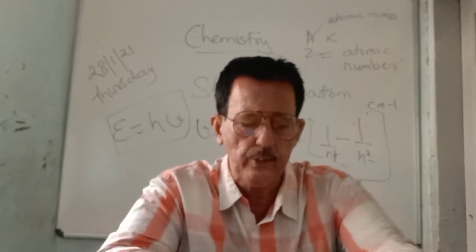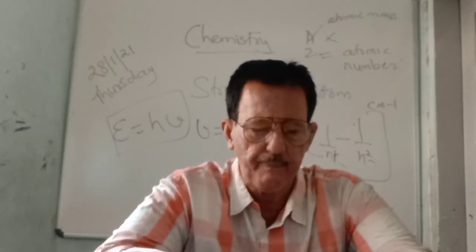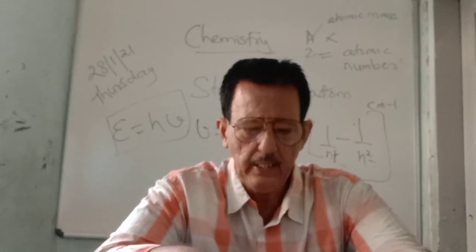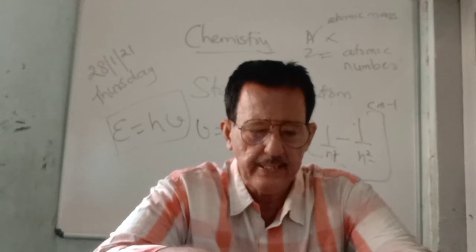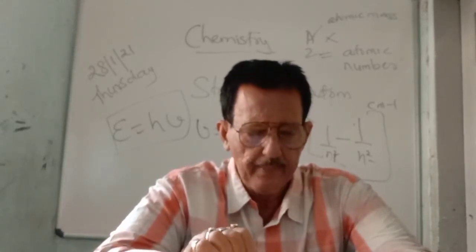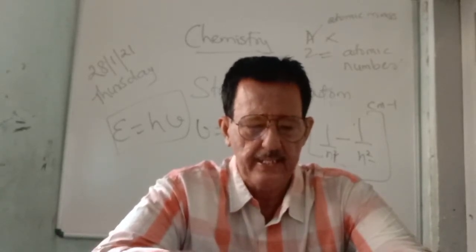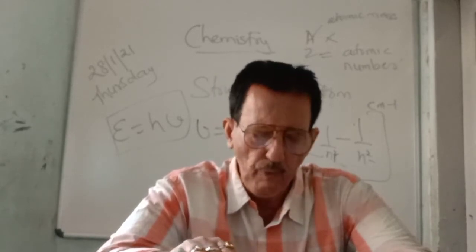Therefore, according to the de Broglie equation, lambda is equal to h upon p, which is equal to h upon mv. According to the Heisenberg uncertainty principle, delta x into delta px is greater than or equal to h upon 4 pi, or delta x into m delta vx is greater than or equal to h upon 4 pi.